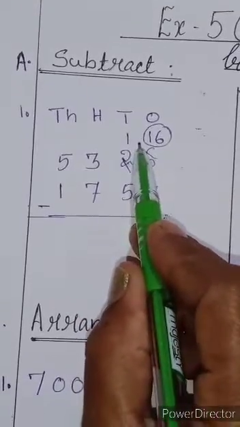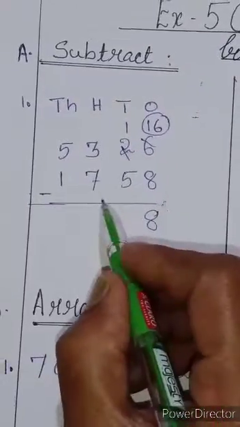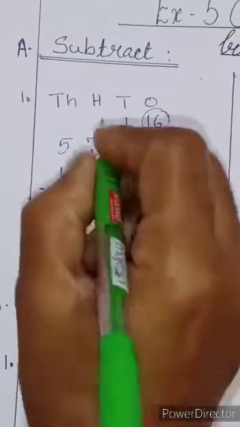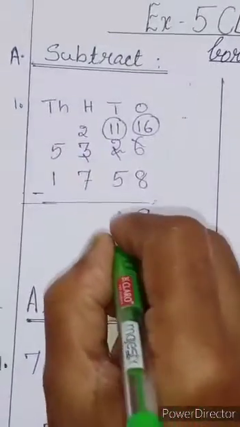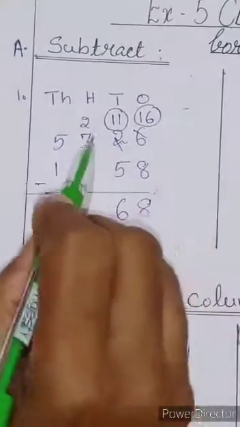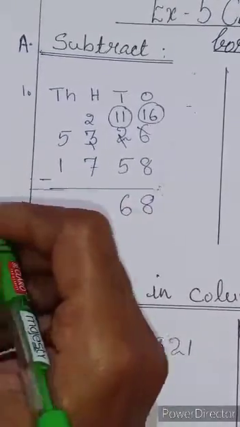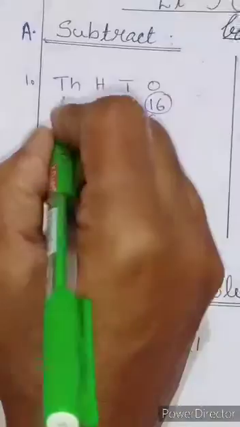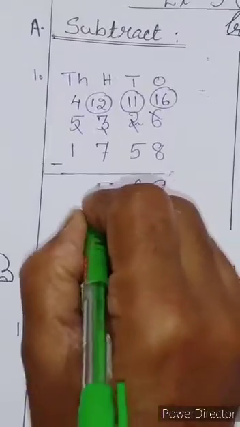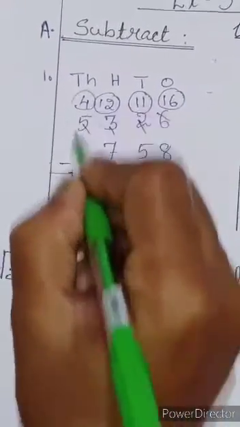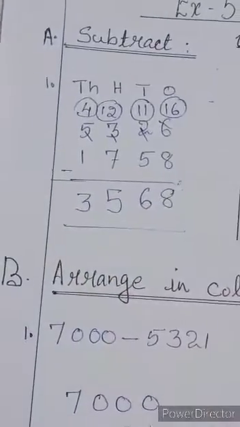Now in tens place, 1 is smaller than 5. You cannot subtract, so you borrow from hundreds column. 3 minus 1 you write here 2, and this becomes 11. 11 minus 5, 6. Now hundreds column, you see 2 is smaller than 7. You cannot subtract, you borrow from 5. Here 5 minus 1 you write 4, and this becomes 12. 12 minus 7, 5, and 4 minus 1 you write here 3. So your answer is 3568.